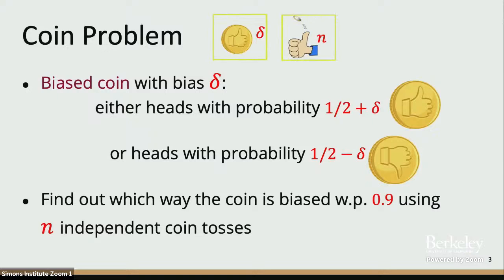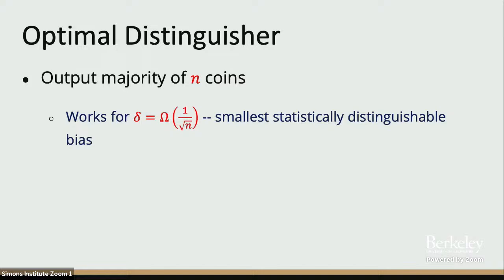And now the question is, if you have n independent coin tosses, what is the minimum bias that you can distinguish? It's not that hard to prove using Chernoff bounds that you can statistically distinguish biases which are greater than 1 by square root n, and it's statistically indistinguishable when the bias is less than 1 by square root n. So this is the threshold above and below which it's just statistically not possible.